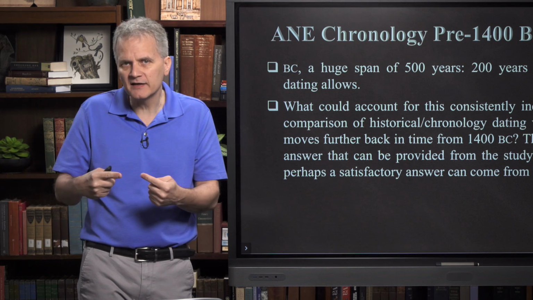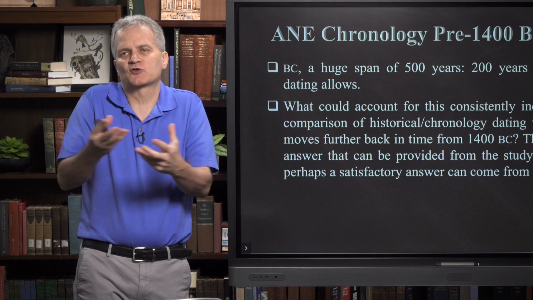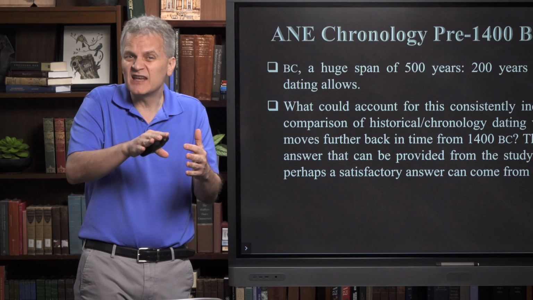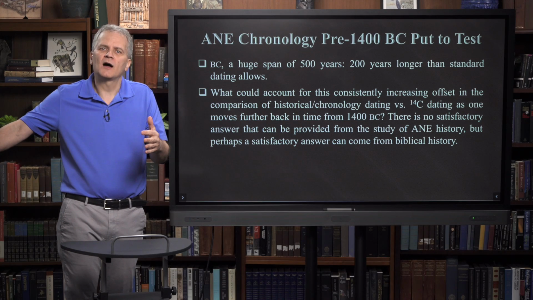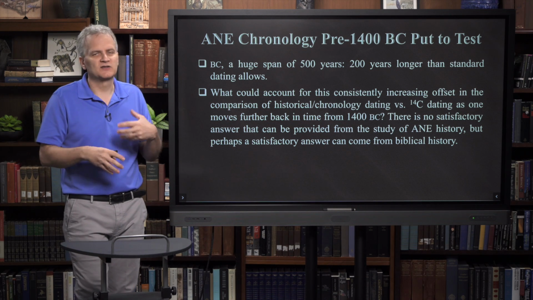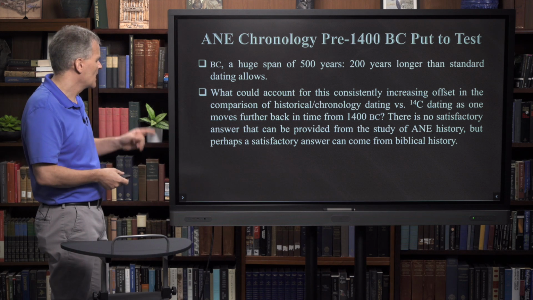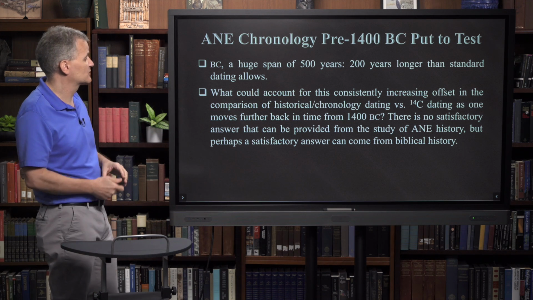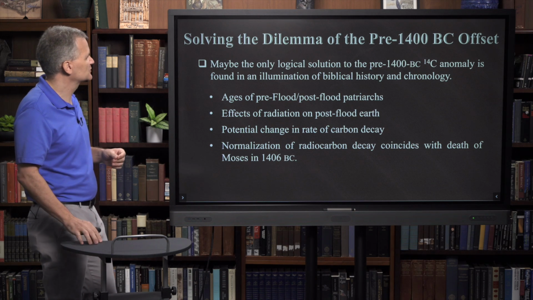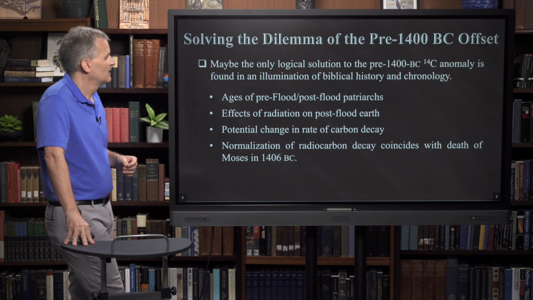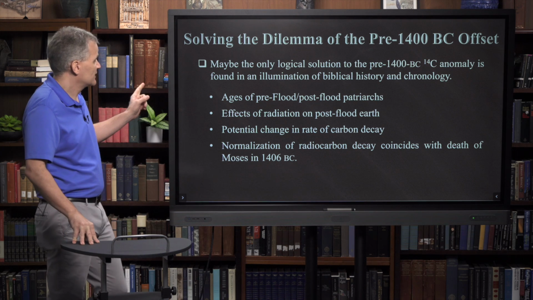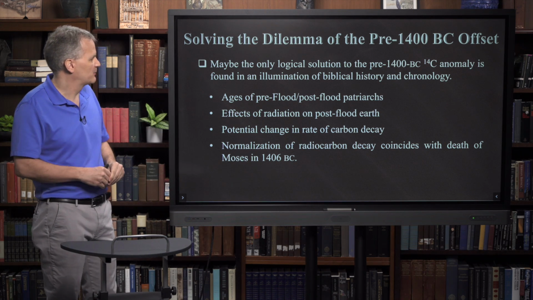But that doesn't explain how it interacts with radiocarbon evidence on one level, and on another level, it doesn't explain how the offset becomes increasingly worse as you go throughout ancient Near Eastern history to earlier times. So it's not an answer that can work. But perhaps there is a satisfactory answer that can come from biblical history. Maybe the only logical solution to the pre-1400 BC radiocarbon anomaly is found in an illumination of biblical history and chronology. And that starts with ages of pre-flood and post-flood patriarchs.